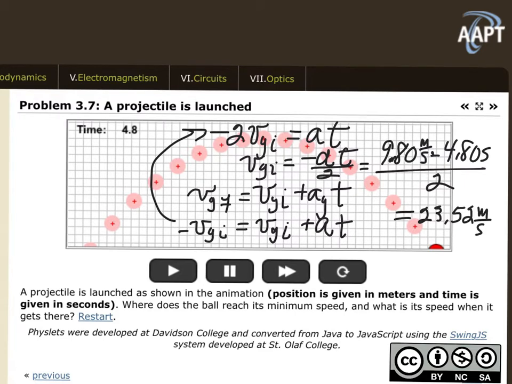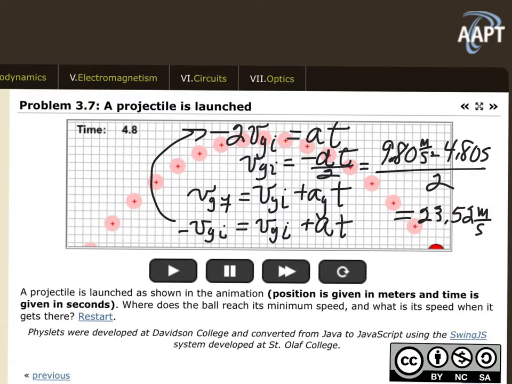Okay, a little messy, but here it is. Vy final equals Vy initial plus Ayt. Remember, Vy final is negative Vy initial. The Vy final is actually negative, but if we negate the Vy final, we get Vy initial. And then we get negative 2 Vy initial equals At, or Vy initial equals negative Ayt over 2. So negative A is a positive number, 9.8 meters per second squared, times 4.8 seconds, divided by 2, and this is the value we get.